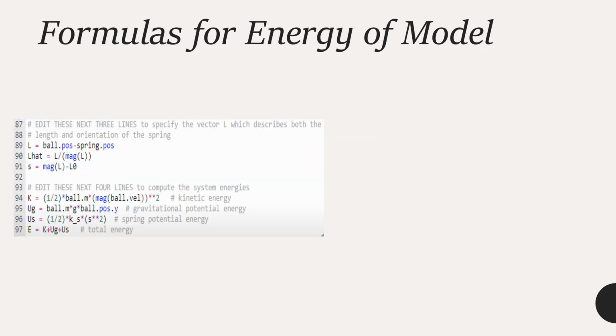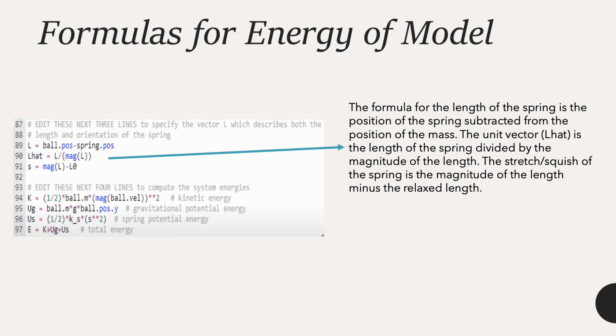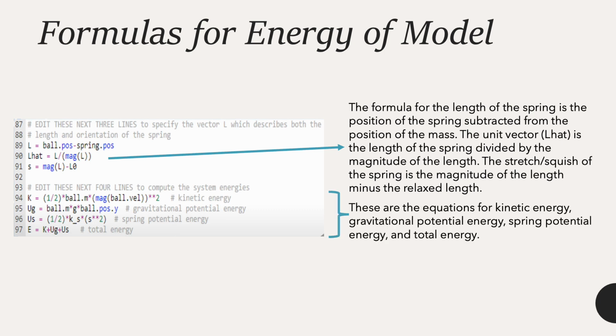We needed to include formulas for the energy calculations. The formula for the length of the spring is the position of the mass minus the position of the spring. The unit vector is the length of the spring divided by the magnitude of that length, and then S is equivalent to the magnitude of the length minus the relaxed length. And these are the equations for kinetic energy, gravitational potential energy, spring potential energy, and total energy.